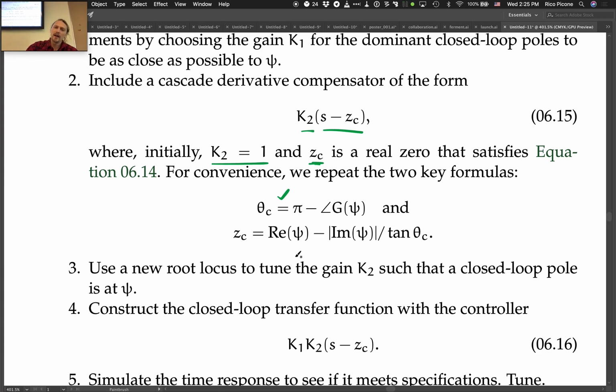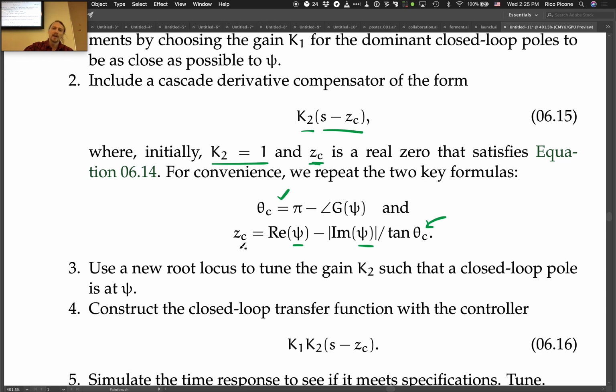And then your ZC, you can compute, since you know theta C and you know where your test point is, you can compute what your ZC should be. So there you go. That's step 2. So you did derivative compensation. But you haven't finished, so step 3 is to do the new root locus to determine K2.